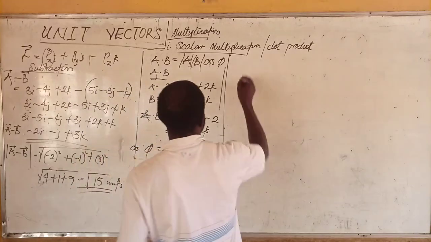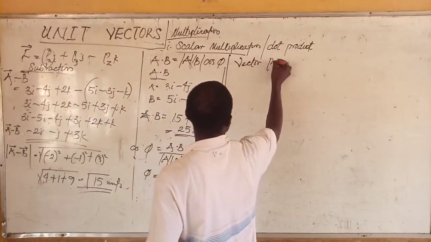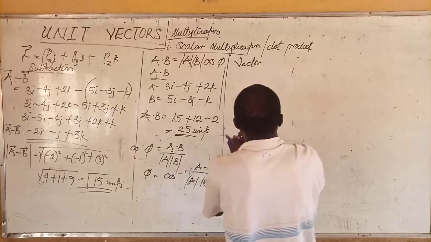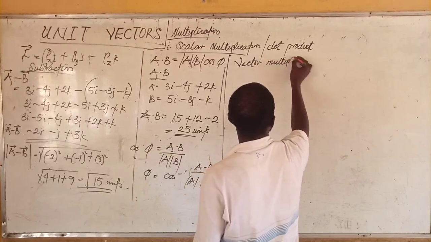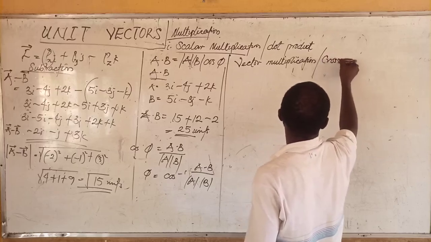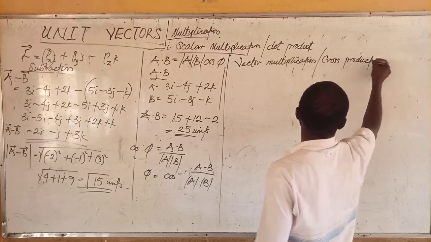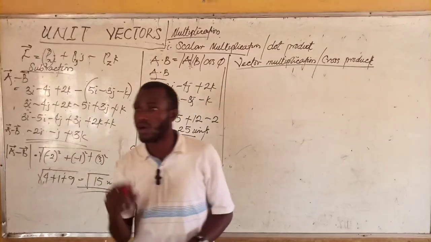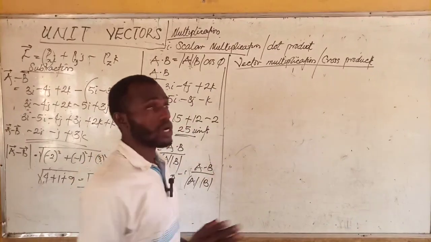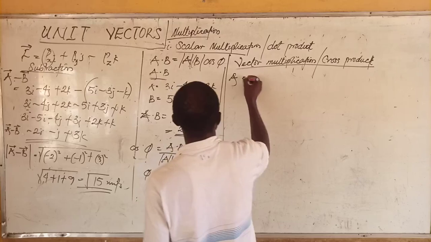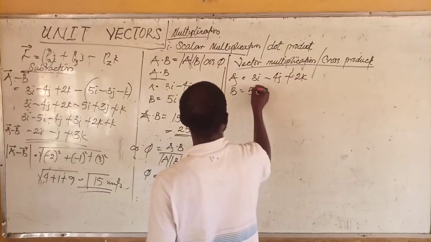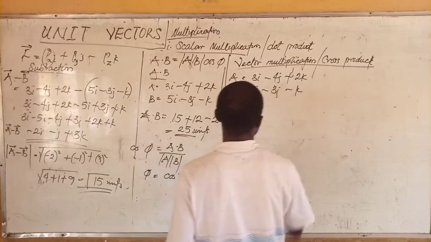Now the second type of multiplication is the one we call the vector product. Vector product, or vector multiplication rather, or cross product. Now, how do you do vector multiplication? Now, it is very simple. We're still going to use the same vectors. We said A was 3I minus 4J plus 2K, and B was 5I minus 3J minus K.